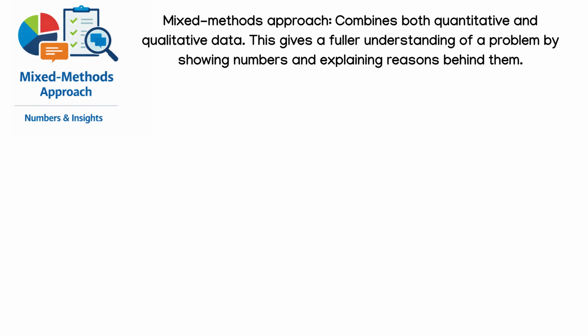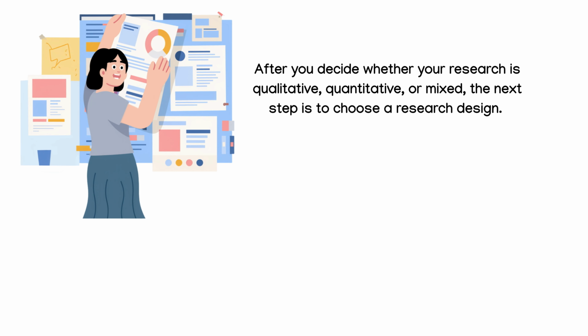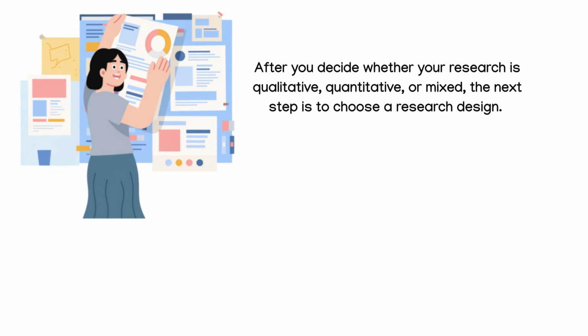Mixed methods approach combines both quantitative and qualitative data. This gives a fuller understanding of a problem by showing numbers and explaining reasons behind them. When choosing your approach, explain why it suits your research question and how it will help answer it. Choosing the structure of your study. After you decide whether your research is qualitative, quantitative, or mixed, the next step is to choose a research design.